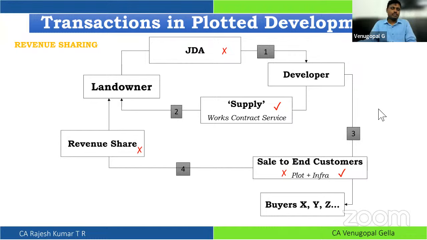So I'm nowhere bringing up the point of the infra in the agreement. I know that I'll be collecting the infra from the customer, or else I'll be developing the infra. But without collecting the infra separately, I'm mentioning it as 3,000 rupees per square foot. Then GST is not applicable on the infra at all.